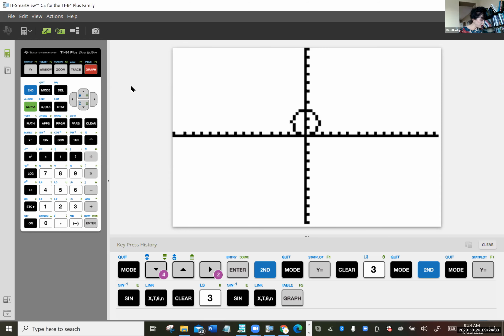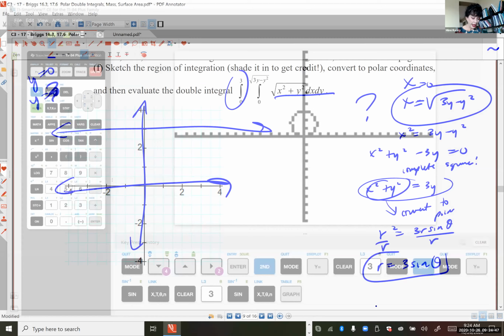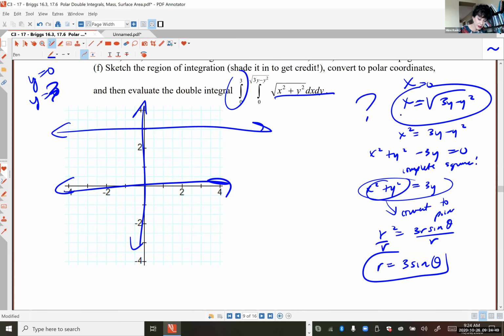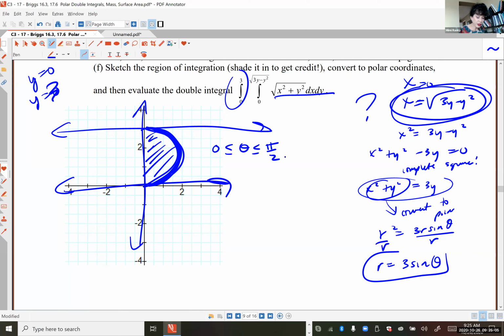Now, the other issue is going to be, what's your theta doing? Because if you recall, our original x was only a positive square root of 3y minus y squared. So I claim that that is only going to be the right half, the right semicircle here, and here's our region of integration like that. So it's going to turn out that you only want theta going from 0 to pi halves.